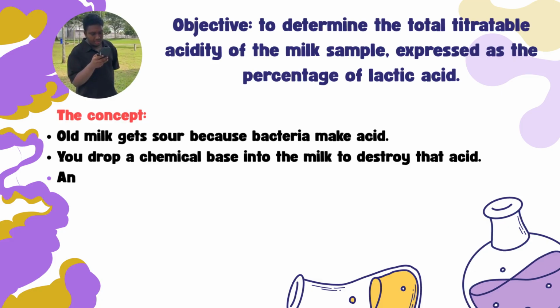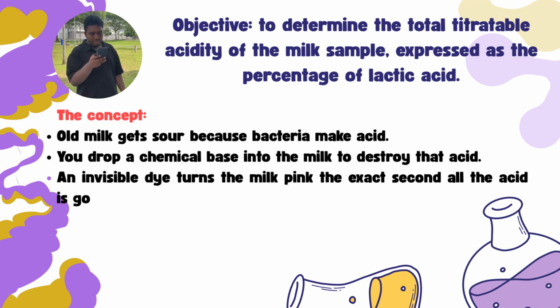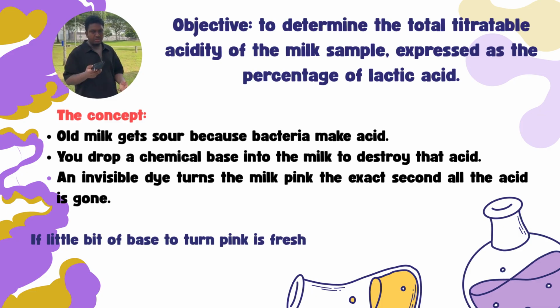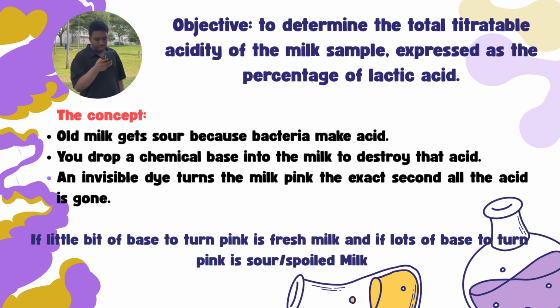The concept is that when milk gets sour because bacteria are making acid, putting a drop of base into the milk destroys the acid, and it will show a pink color inside the milk. The acid is slowly gone.